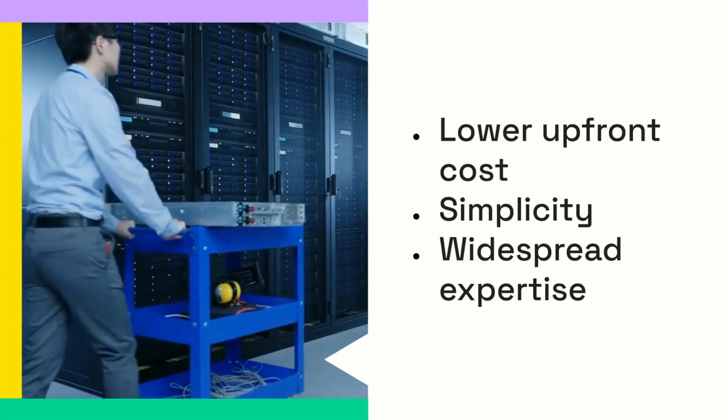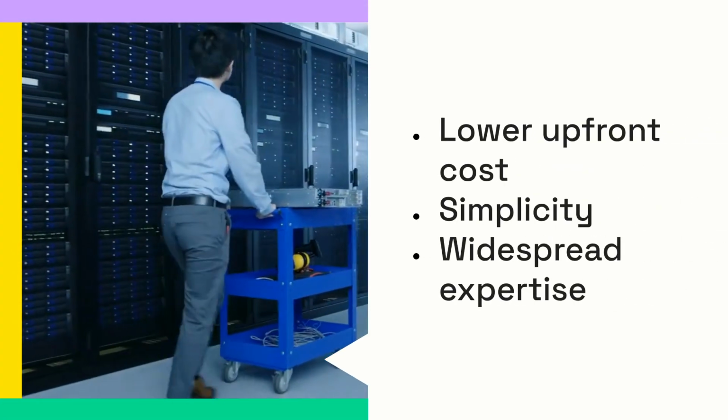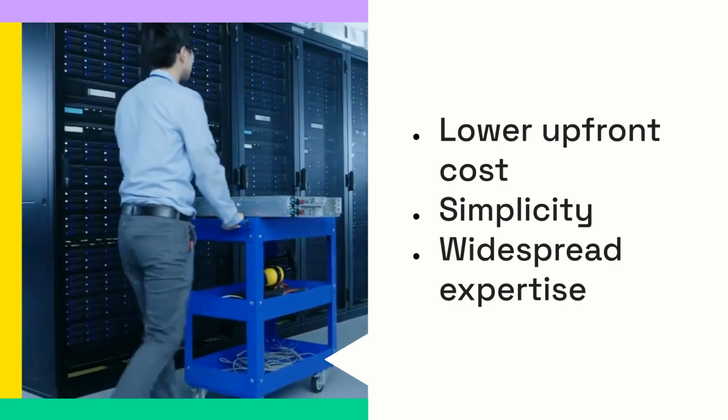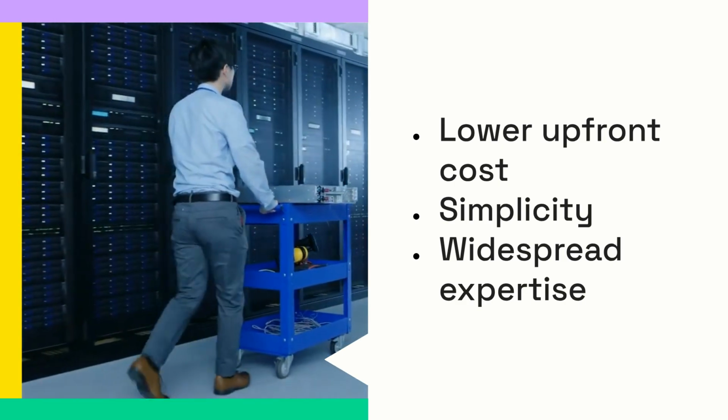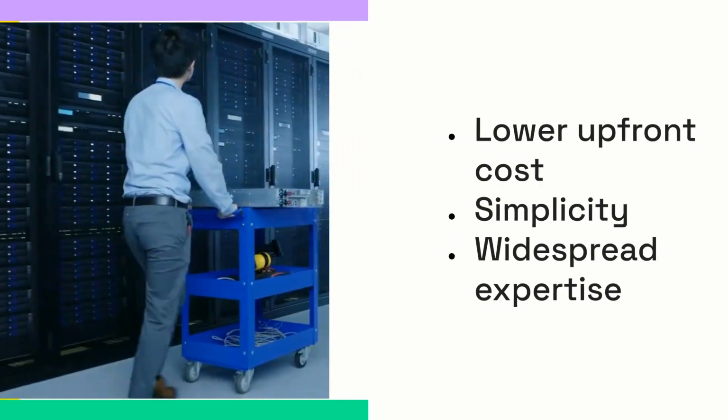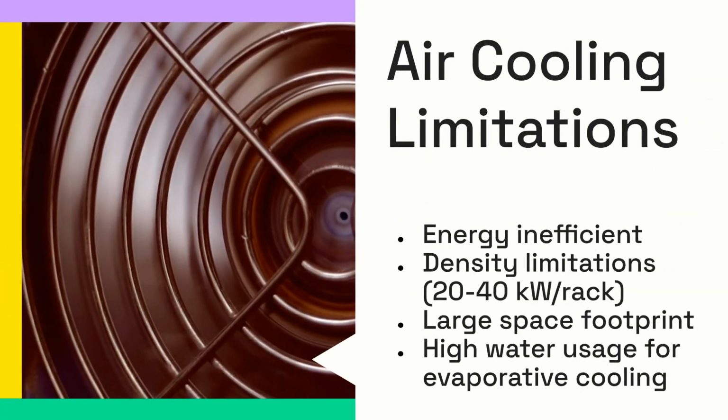The primary advantages of air cooling include its lower initial capex for lower densities, its simplicity, and the widespread availability of skilled personnel for design and maintenance. It's a reliable choice for less dense environments. However, air's low heat capacity makes it energy intensive, leading to high OPEX. It hits a thermal wall at 30 to 40 kilowatts per rack, struggles with space efficiency, and can consume millions of gallons of water daily in large facilities.